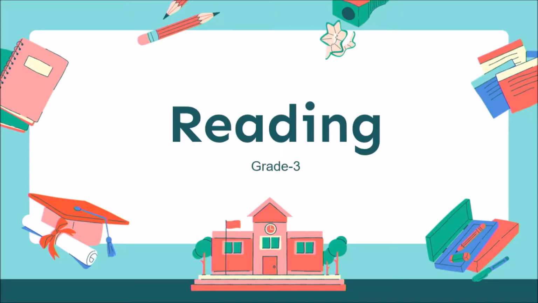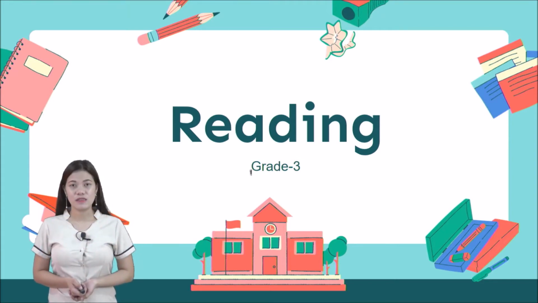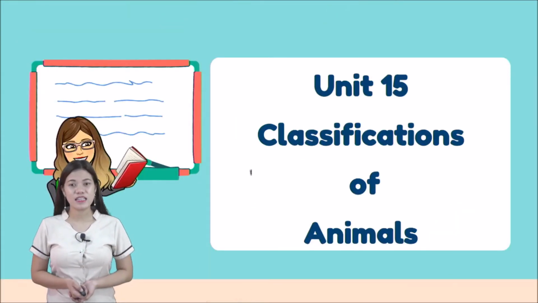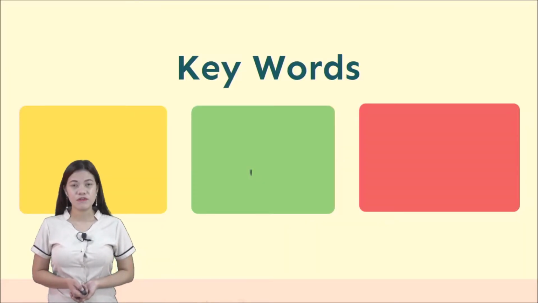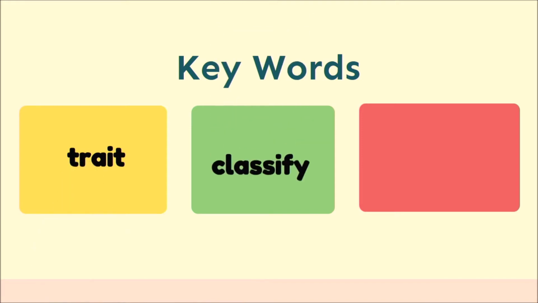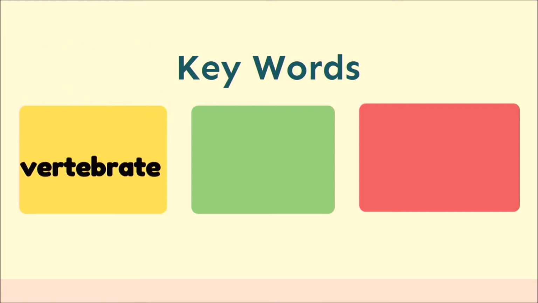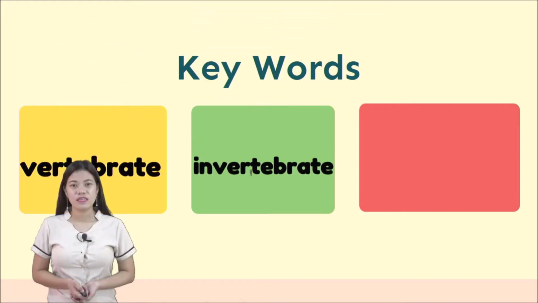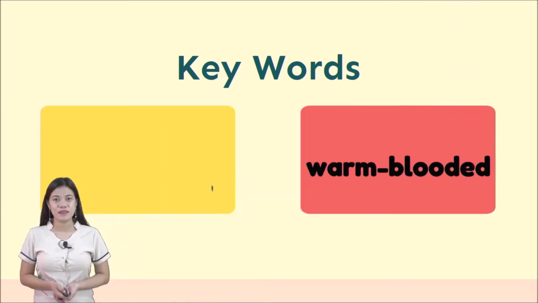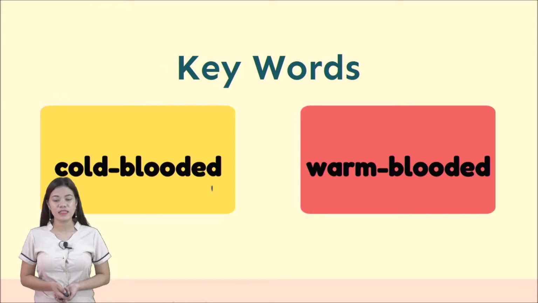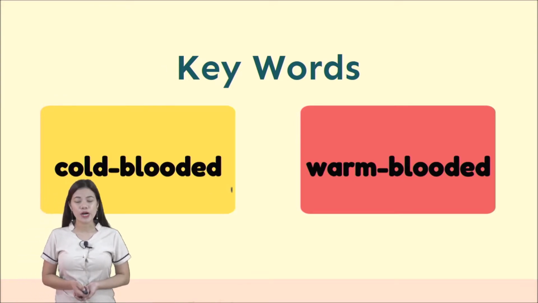Again, our subject for today is reading. So let us study Unit 15, Classifications of Animals. But before that, let us read the keywords one by one. We have trait, classify, backbone, vertebrate, invertebrate, regulate. Next, we have cold-blooded, and then the last one is warm-blooded.